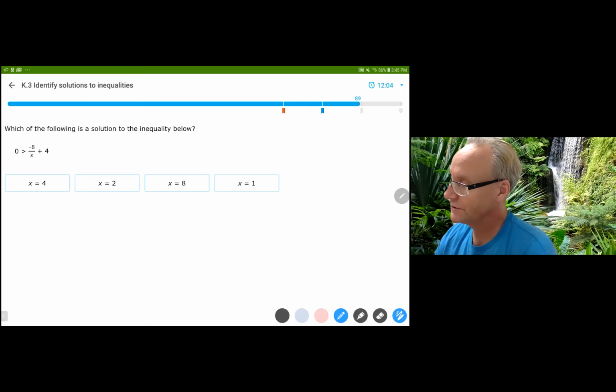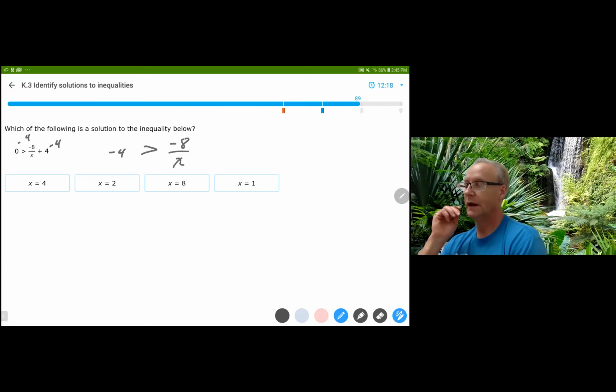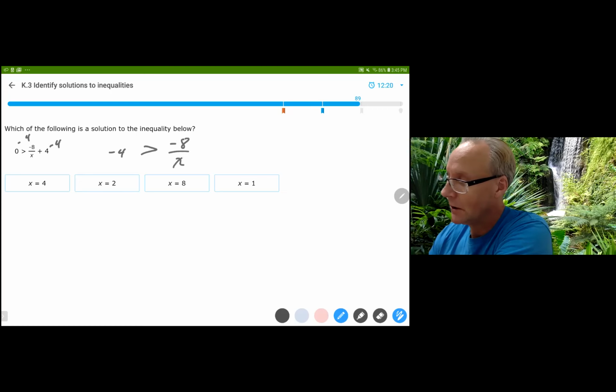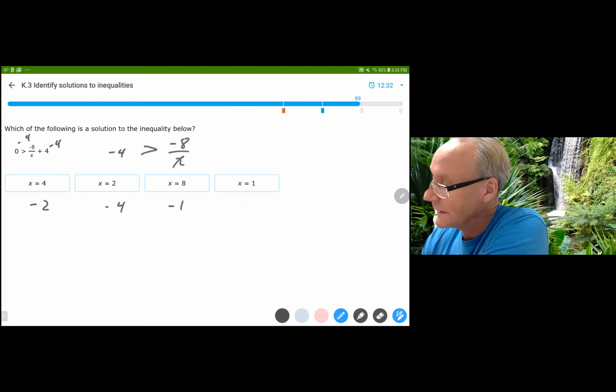In this one, we want to solve the inequality. So we're going to add -4 to both sides, or subtract 4 if you like. That gives me greater than -8 over x. And we are going to divide all these numbers into -8, which gives us -2, which gives us -4. This one gives us -1. And this last one gives us -8. And we want it to be less than -4.